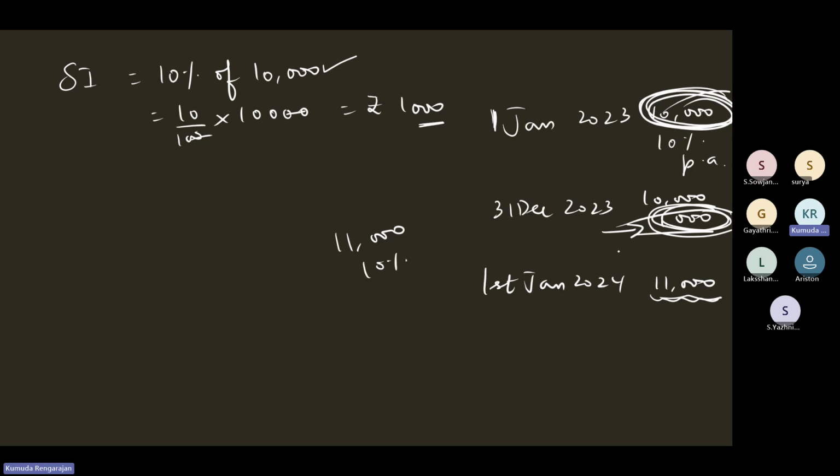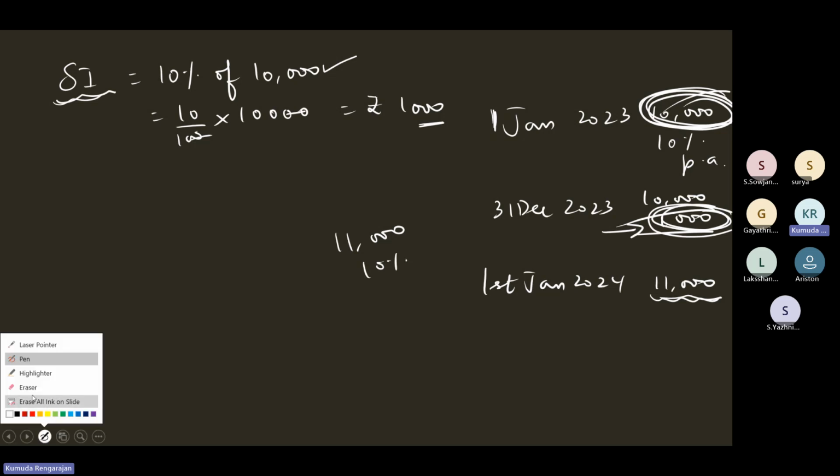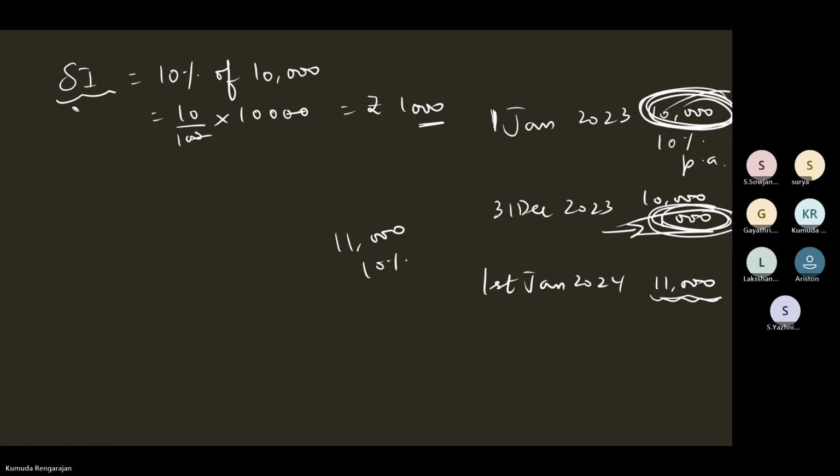So this is not a practical situation. This is just one kind of interest. When it is simple interest, this is how it is calculated. So simple interest for the first year is 1,000 rupees. So for all the 10 years, supposing you keep the money for 10 years, every year the interest is only 1,000. That is, interest is calculated only on 10,000, the principal value.